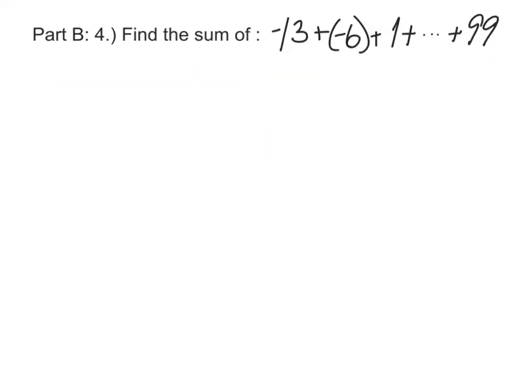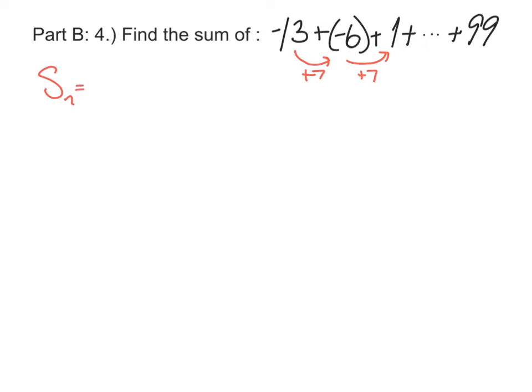Next, we have to find the sum of all these terms. Well, this is going to be an arithmetic series because going from negative 3 to negative 6, that's adding 7. And if I go from negative 6 to 1, that's adding 7 as well. So we have this common difference. That means we're dealing with an arithmetic series.